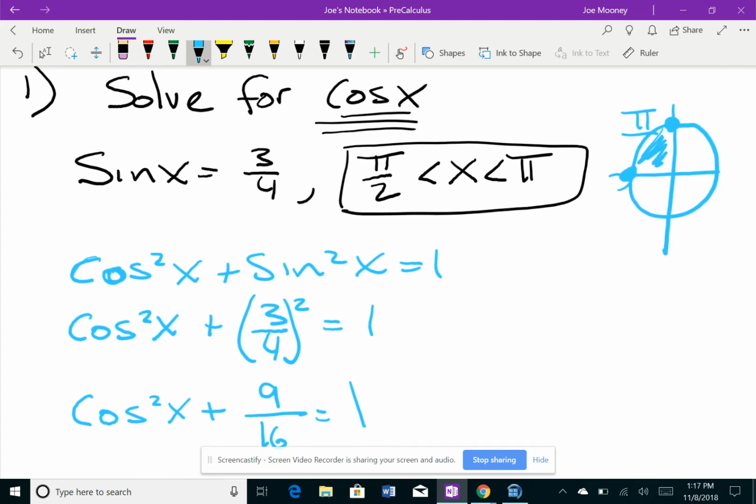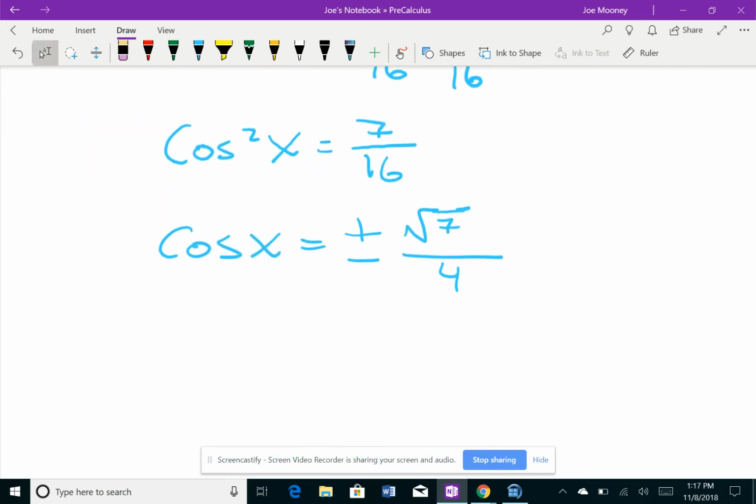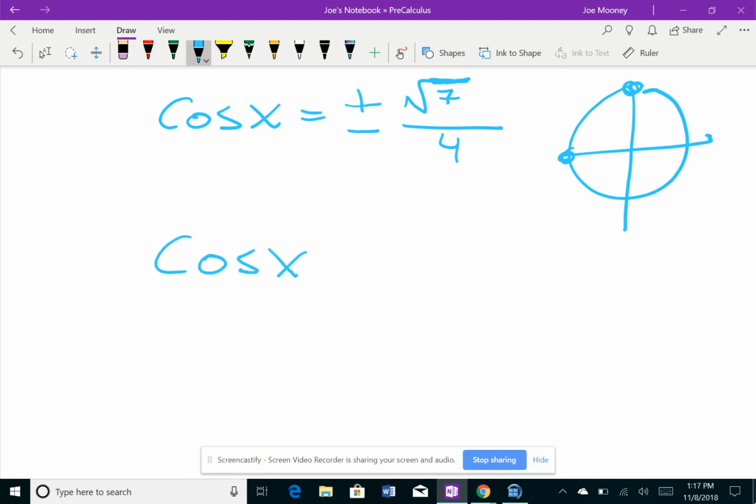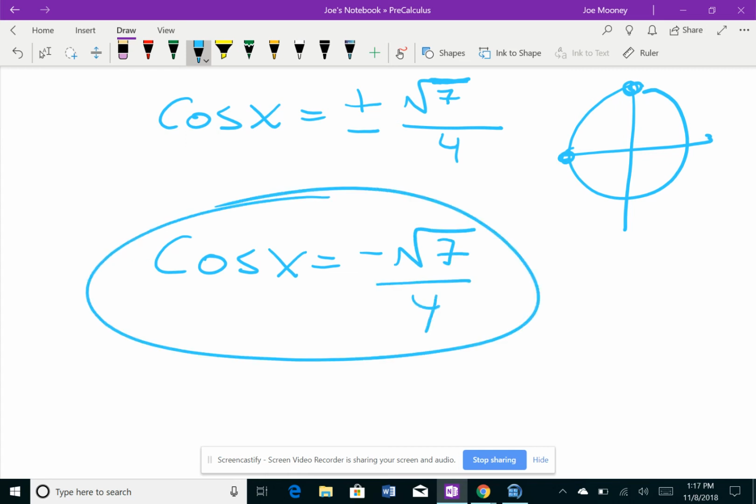So now, let's go and evaluate. I figured it out with all of my algebra, so I know that cosine of x is plus or minus the square root of 7 over 4. And I know that x lies between pi over 2 and pi. So what is the answer? Positive square root of 7 over 4, or negative? Negative, and that's it. So cosine of x is equal to negative square root of 7 over 4, and you are done.